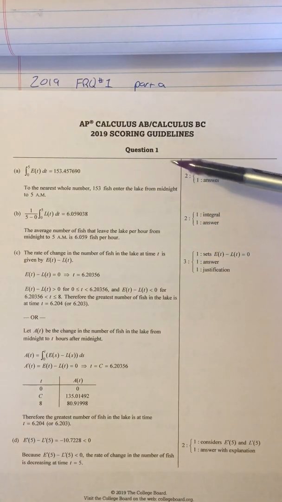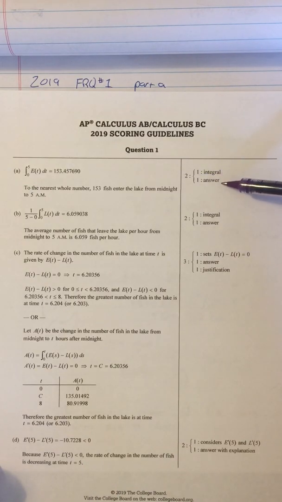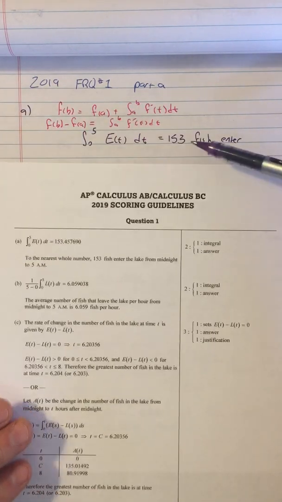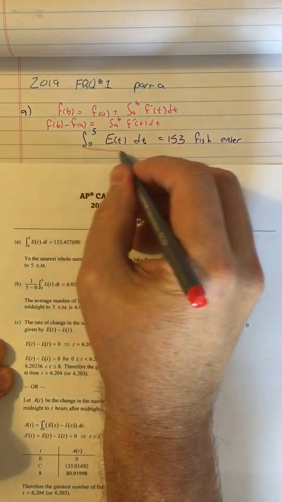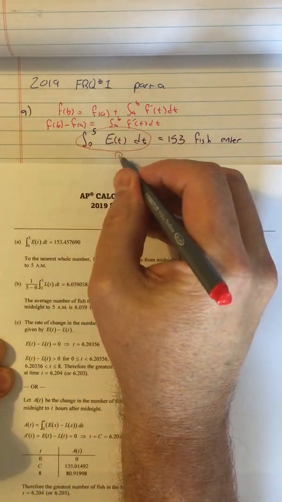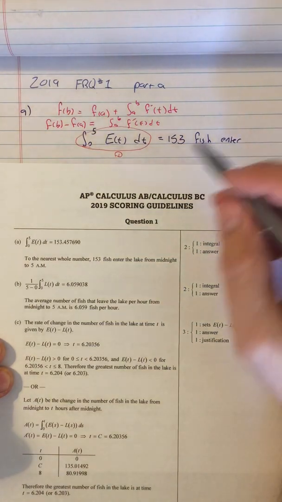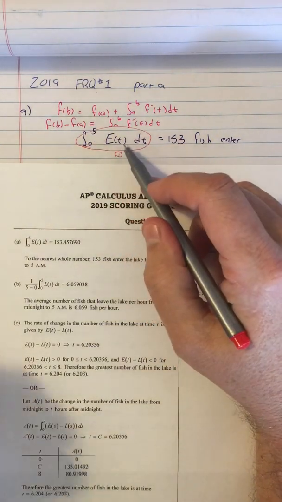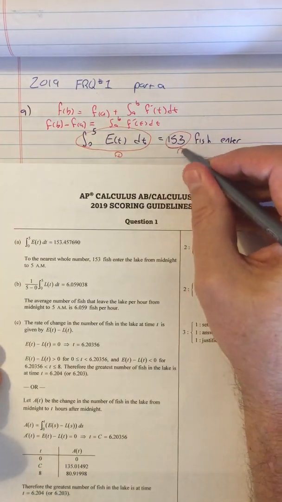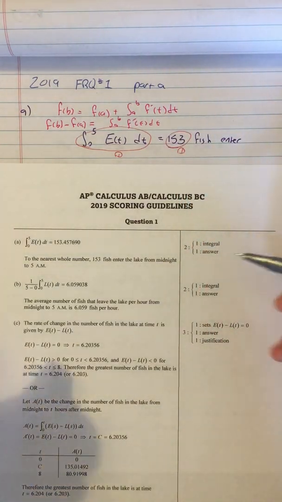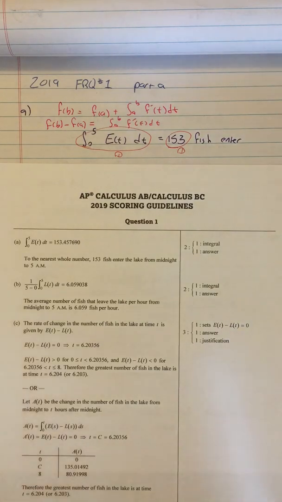So in our first part, we got 1 point for the integral and 1 point for the answer. So if you look at what we wrote here, that means, by the way, that just writing this was worth 1 point. Even if we got the wrong answer here, if we just wrote integral 0 to 5 of e of t dt, that's worth 1 point. And then our answer was worth 1 point. Notice it doesn't say anything about units because the question didn't say anything about units. So that first one was 2 points.